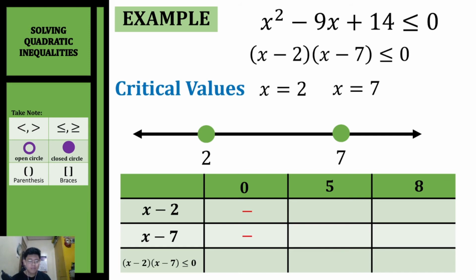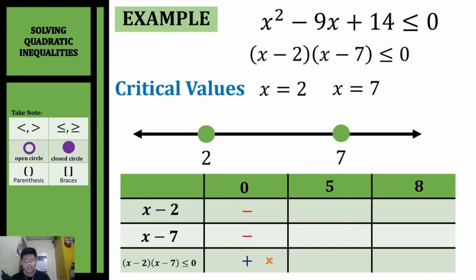Now, negative times negative is positive. Is a positive number less than or equal to 0? No. So, 2 to negative infinity will be eliminated. They are not going to be a solution to our quadratic inequality.